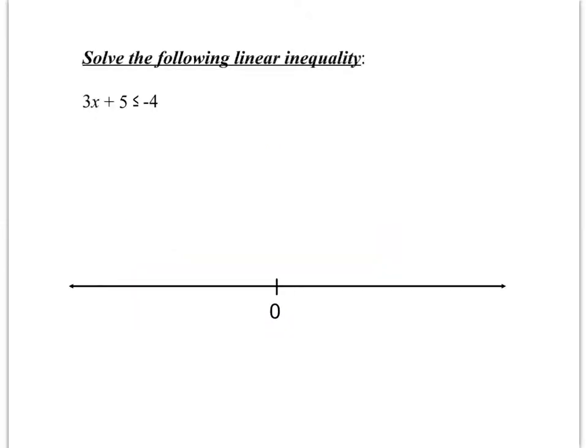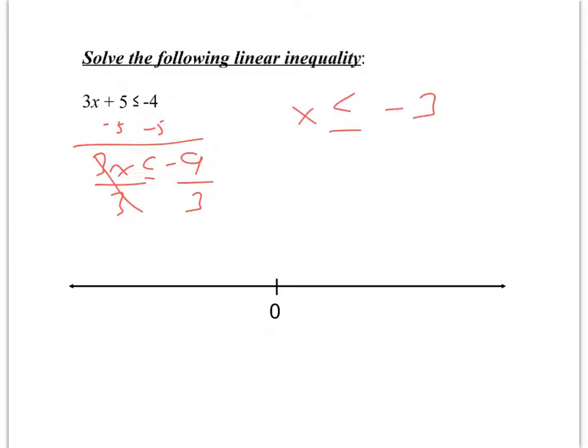Let's solve the following inequality. I'm going to subtract 5 from both sides. When I do that, I get 3x is less than or equal to -9. Divide both sides by 3, and I get x is less than or equal to -3. I'm going to find -3, put a closed dot, and everything to the left of that is in my solution. So there's the graph of my answer.